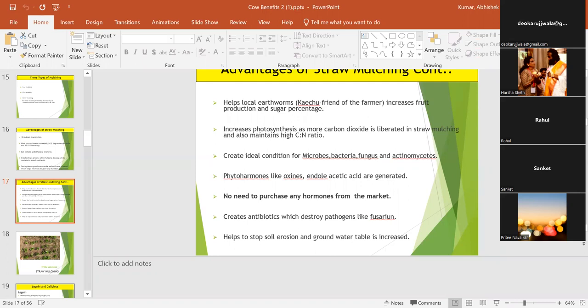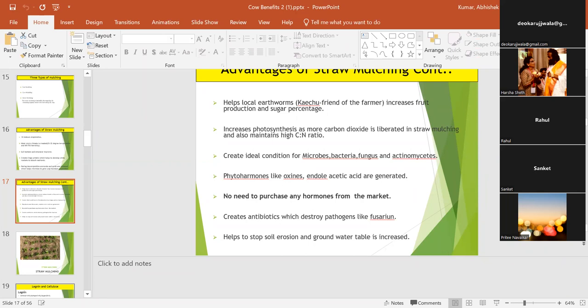And then you are making it very convenient for all the microbes, fungus, actinomycetes, all these to grow and thrive there. When you do all these things, then the phytohormones like auxins and indole acetic acid are all generated, in which case you don't have to buy them from outside. Have you got the point? Otherwise, somebody will go on making money at your cost. So do mulching, so many beautiful things happen. Got the point? And it also creates antibiotics, which will destroy the pathogens.